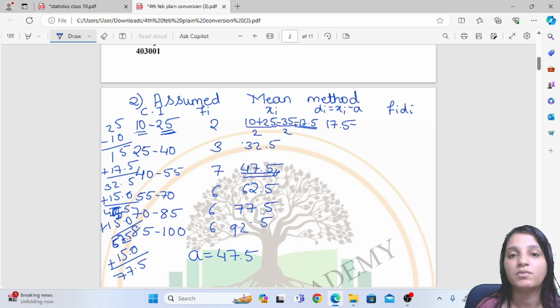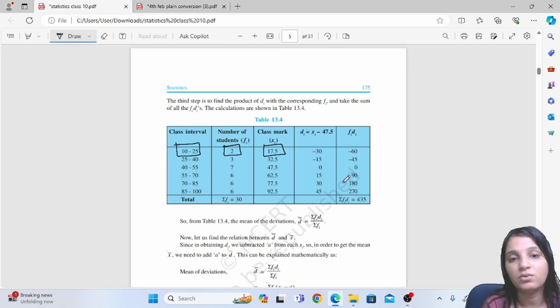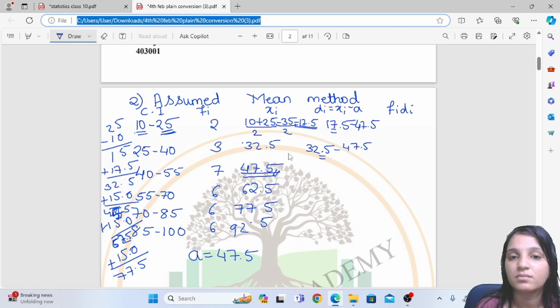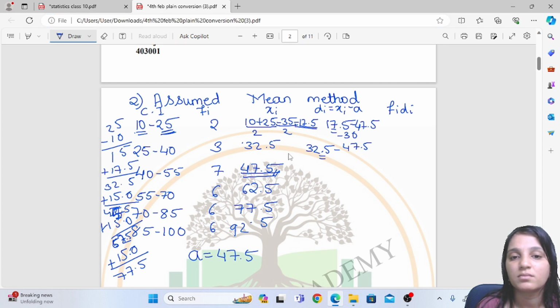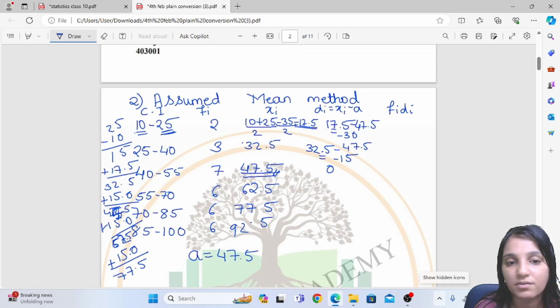So 17.5 minus 47.5, get the answer. Then here 32.5 minus 47.5, get the answer. Same way you have to calculate, and you will get minus 30, minus 15. Then here 47.5 minus 47.5 is 0. Here you will get 15, 30 and 45.